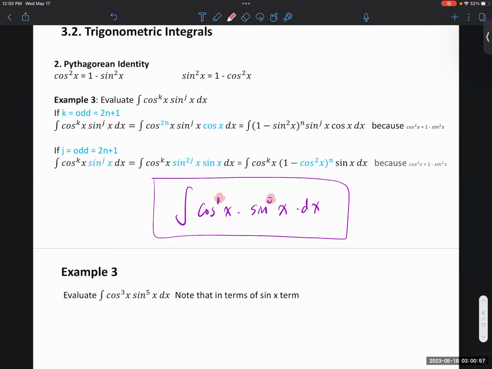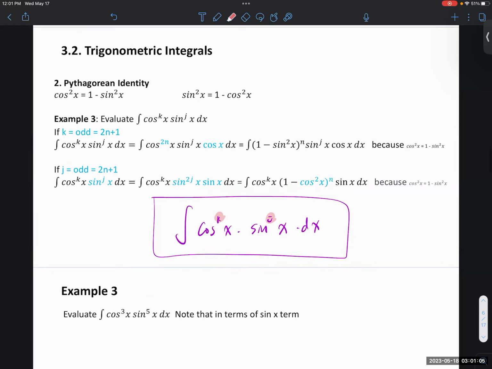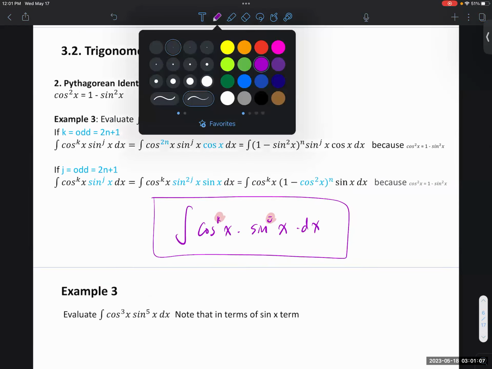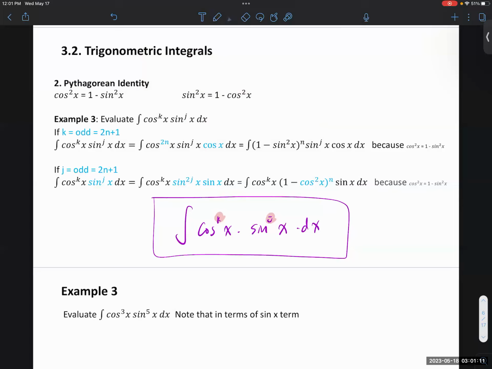We're not going to give up, we're going to keep thinking. So one technique you can think about is the Pythagorean identity. Pythagorean identity is very popular if you remember. Pythagorean identity says that, oopsie.